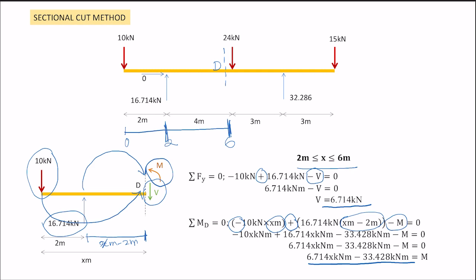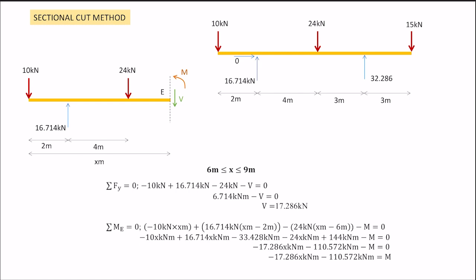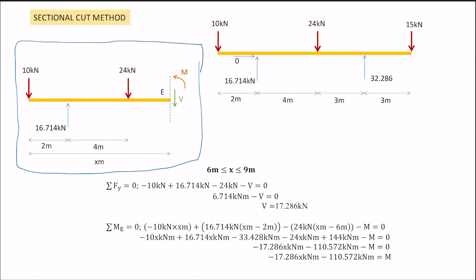Next section, kita akan tengok di sini. Cut dia, so DE. Alright, so this is the one yang saya dah lukis elok-elok lah. Saya dah potong our sectional cut. So the one that I cut is here, E.